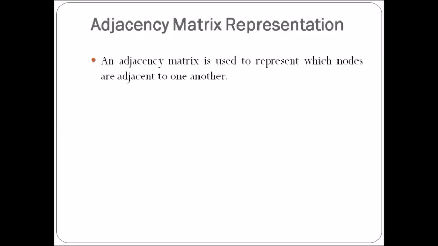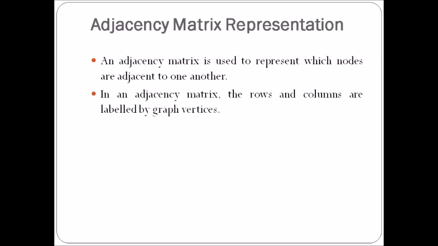Now in adjacency matrix representation we use an adjacency matrix to represent a graph. Two nodes are said to be adjacent if there exists a direct edge between the two nodes. In the adjacency matrix, the rows and the columns are labeled by the graph vertices. The size of the adjacency matrix is equal to the number of vertices present in a given graph.